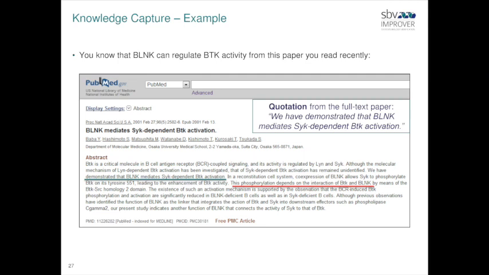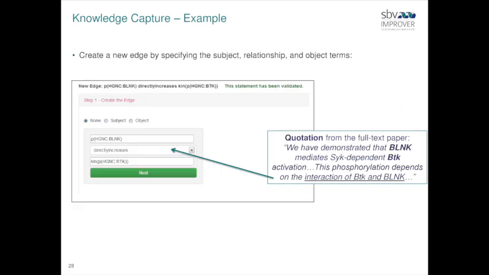And so of course we would want to enhance the network by incorporating this additional edge relationship into the network. And so the quotation here being, they've demonstrated that BLNK mediates SYK-dependent BTK activation. And from the Create Edge dialog box, you would simply go into the Create a New Edge functionality.